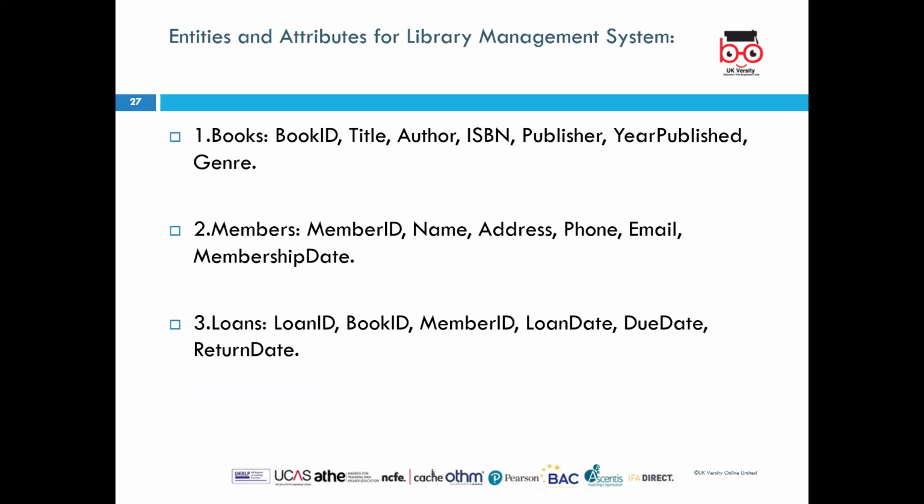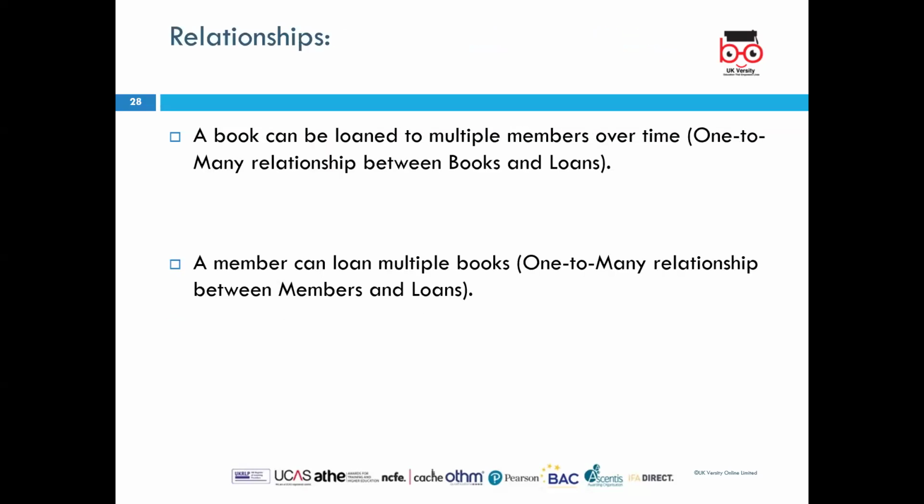So here we have an example of how this is going to be. We have our entities, books, members, loan, and we have our attributes such as book ID, member ID, loan ID, and so on. So when it comes to relationships, we have an example here where a book can be loaned to multiple members over time, a one-to-many relationship between books and loan. And also a member can loan multiple books. So it's going to be a one-to-many relationship between members and the loans.